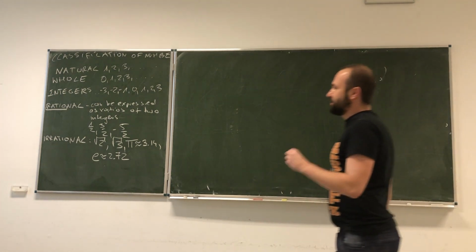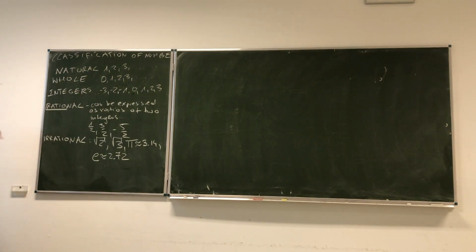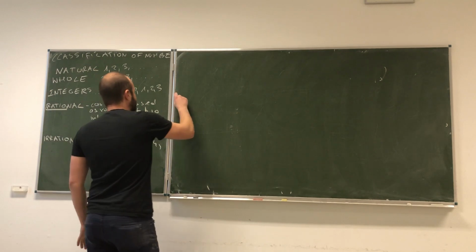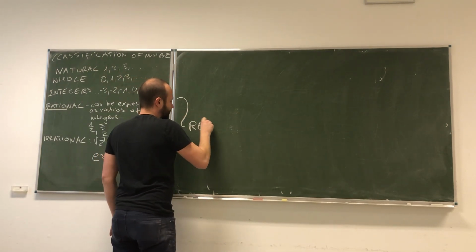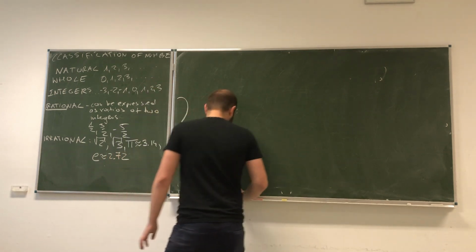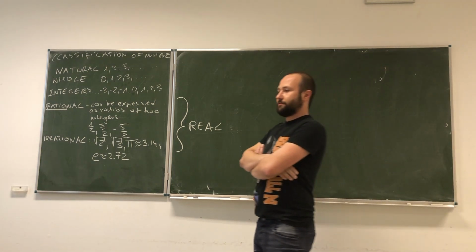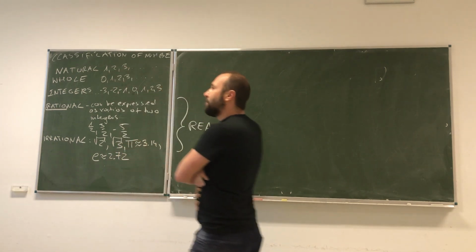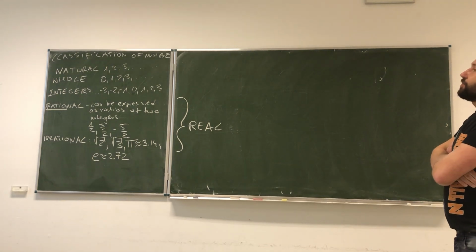Now if I'm going to take rational numbers and irrational numbers, add them all up, I'm going to get real numbers. Now, look, why do we call real numbers real? Because in some or other form, they appear in reality. What do I mean by that?